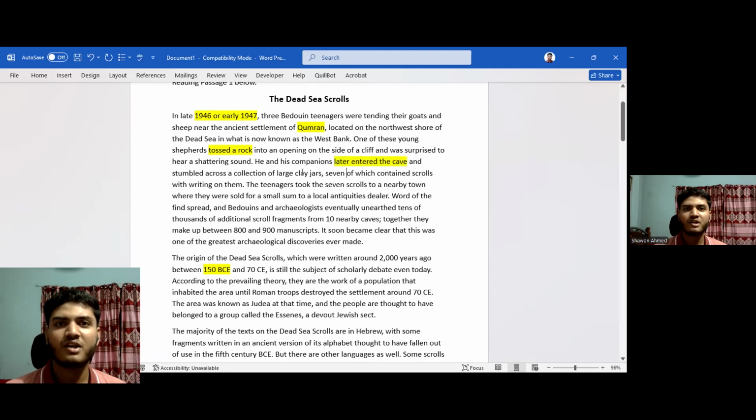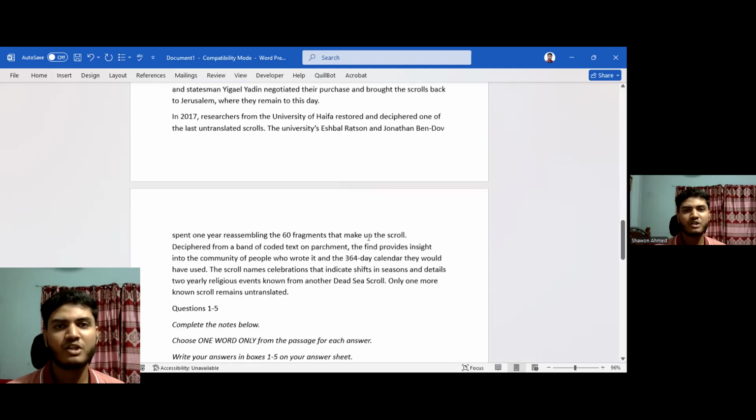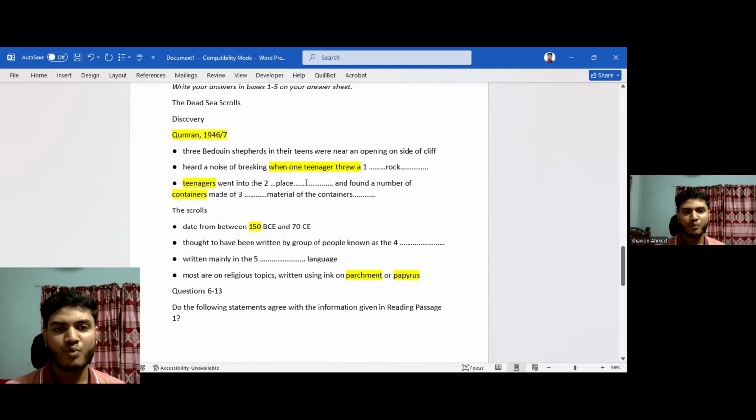In the questions, it says "went to," but in the passage, it says "entered." They later entered the cave. There was a definite article, and there is a definite article as well. So the second one should be "cave." Went into the cave and found a number.